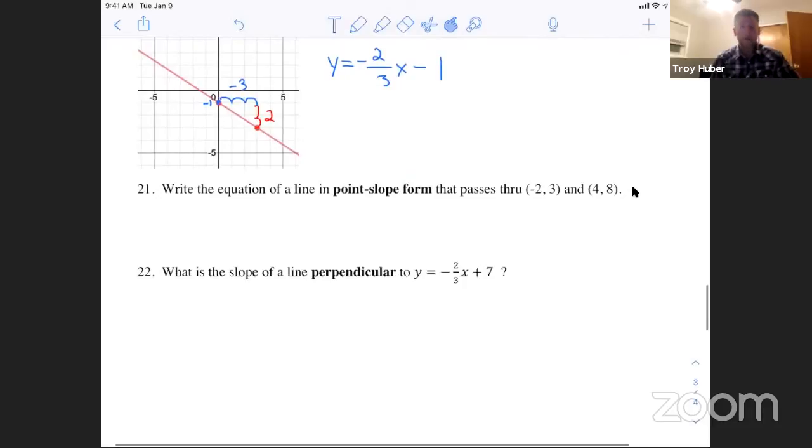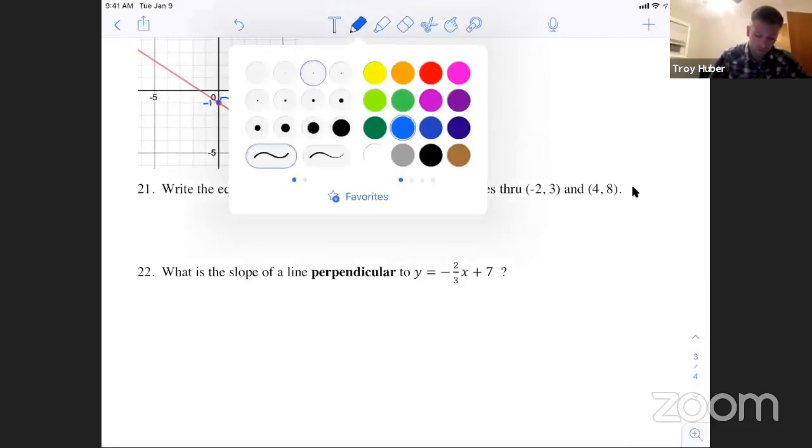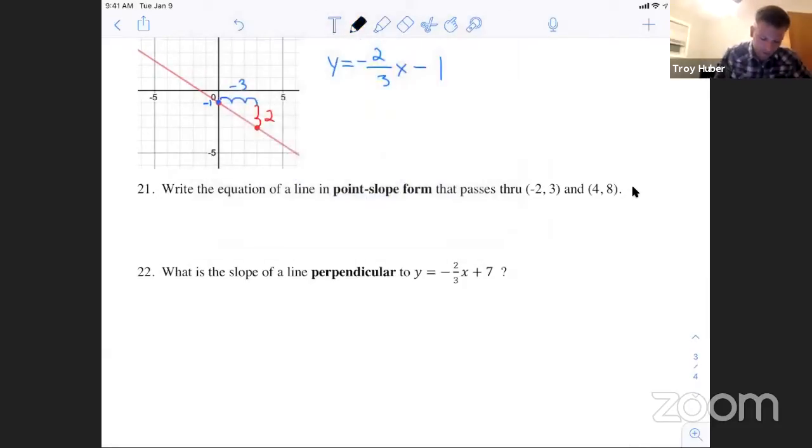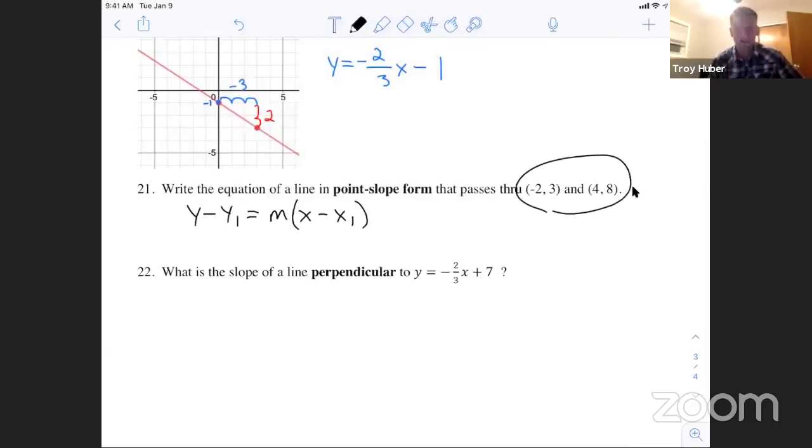Number 21, now we're going to start looking at point slope form. Okay, remember point slope form is that y minus y1 is equal to m times x minus x1. All right, and we're given 2 points. Uh-oh.